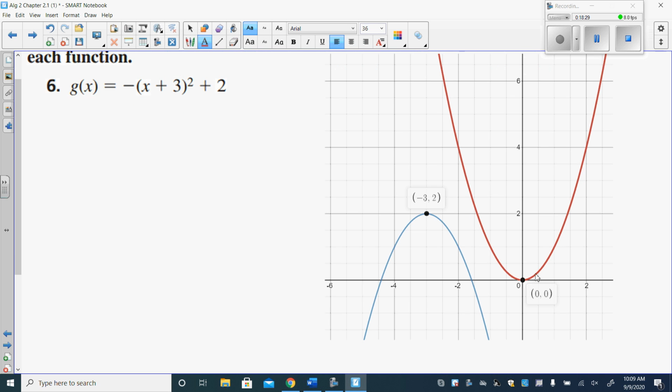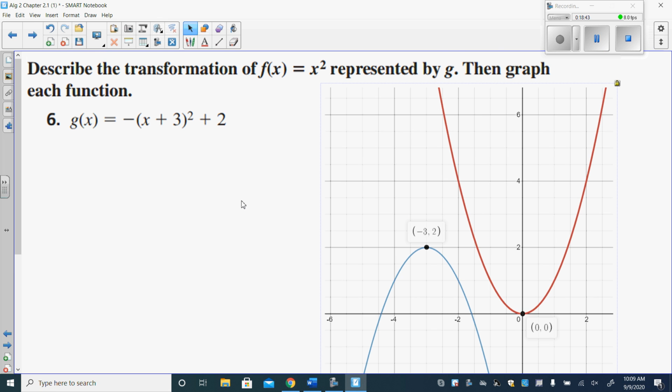So when we look at this here, 0, 0. Well, we said it moved 3 units to the left and up 2. So we get our -3, 2. And then it's a reflection across the x-axis, so that means it's going down. And that's all we have to do for this here.